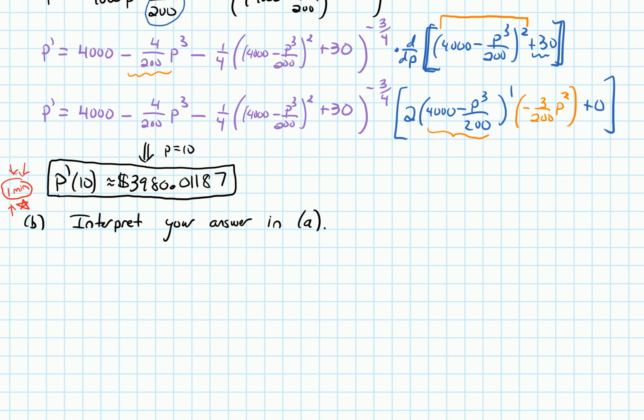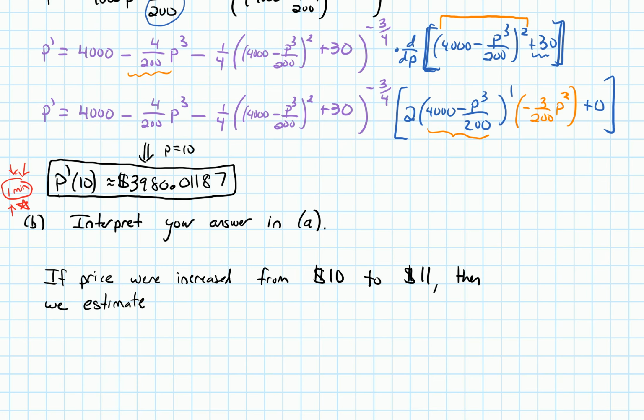So interpret our answers from A. So what this derivative tells me is it's the approximate marginal profit. Or in other words, this says if price were increased from $10 to $11, so if we increased that by 1, then the derivative gives us an estimate. So we estimate how much our function changes. In this case, we're taking the derivative of P, derivative of profit. So it's going to estimate how much profit changes.